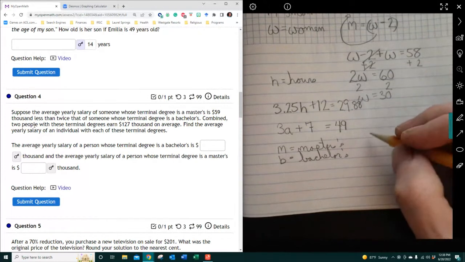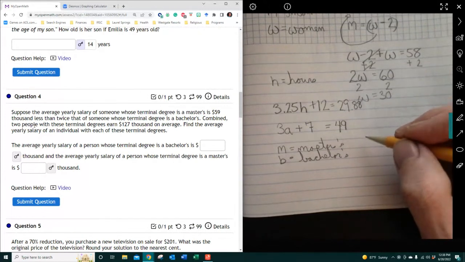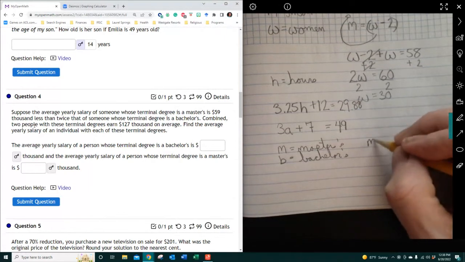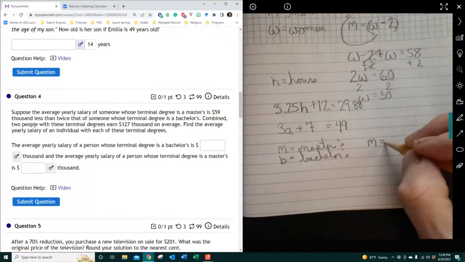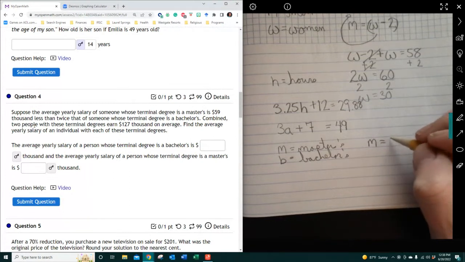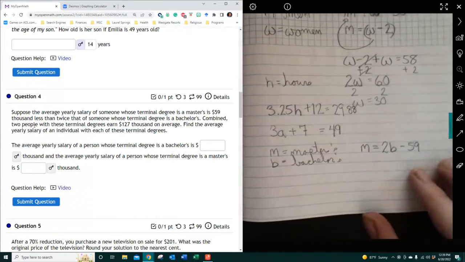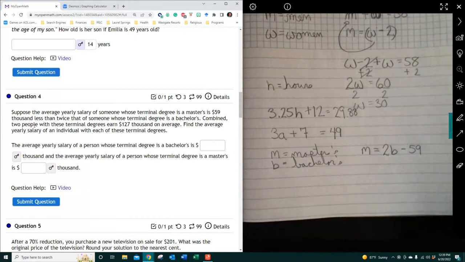Now, it says that whose terminal degree is a master's is. So M is equal to, because it says master's is, 59,000 less than twice someone with a terminal degree of a bachelor's. So twice a bachelor's, it's a lot of language there, but it says twice the terminal degree of a bachelor's minus, because it says 59,000 less than. So we're going to say minus 59. So that's how you would indicate the masters.